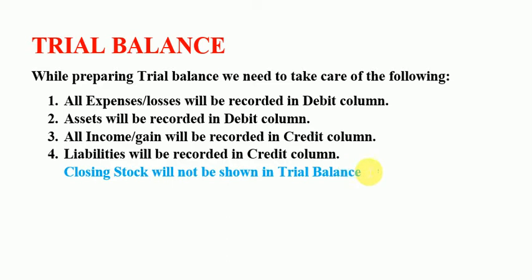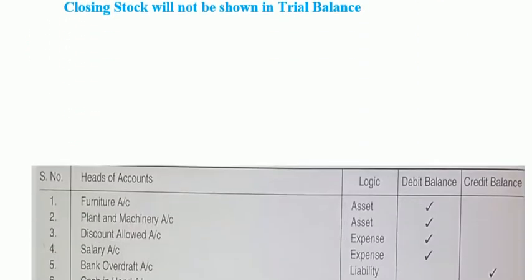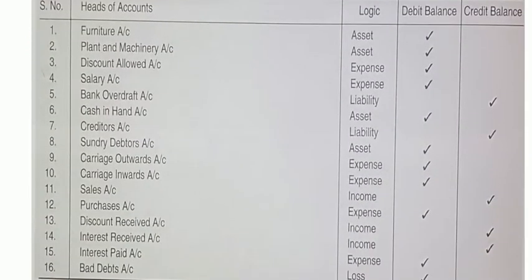Now let's go into a table where I can show you a few heads of what I have described just now. If you see this table, there is a furniture account and we all know furniture is an asset. Therefore, it will always be in the debit balance. Similarly, plant and machinery being an asset will always have a debit balance, so it will be written in the debit column. Discount allowed is a loss. It is an expense, or you can say a loss, so it will appear in the debit balance. Salary is another expense. It will appear in the debit column.